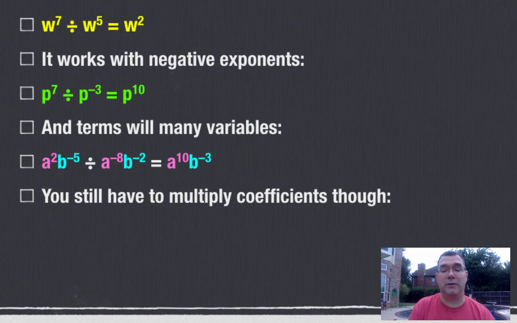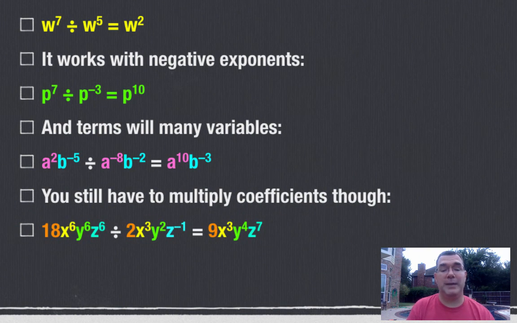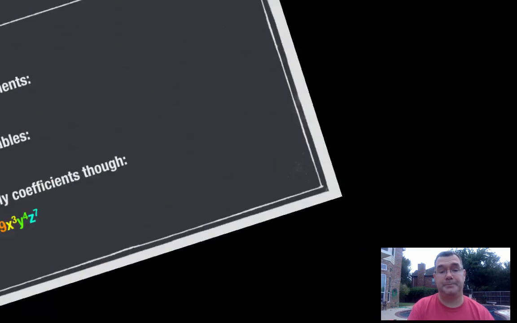You still have to multiply the coefficients, though, or divide them, whatever the case may be. So if I have 18x to the 6, y to the 6, z to the 6, and I divide that by 2, x to the 3rd, y squared, z to the negative 1, the 18 divided by 2 is still going to give me 9. X to the 6 divided by x to the 3 is going to give me x to the 6 minus 3, which is x to the 3. Y to the 6 divided by y to the 2 is going to give me y to the 6 minus 2, which is y to the 4. And z to the 6 divided by z to the negative 1 is going to give me z to the 6 minus negative 1, which is z to the 7.